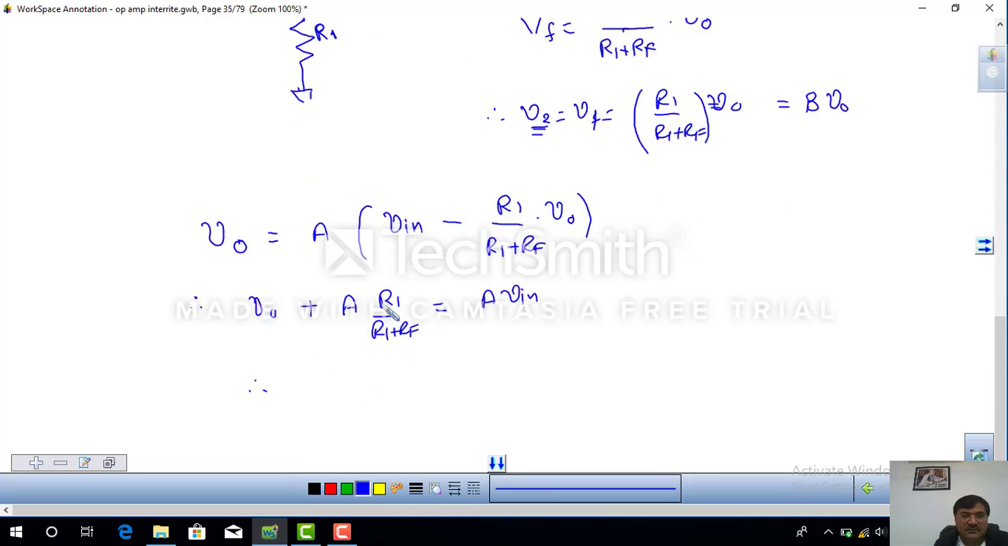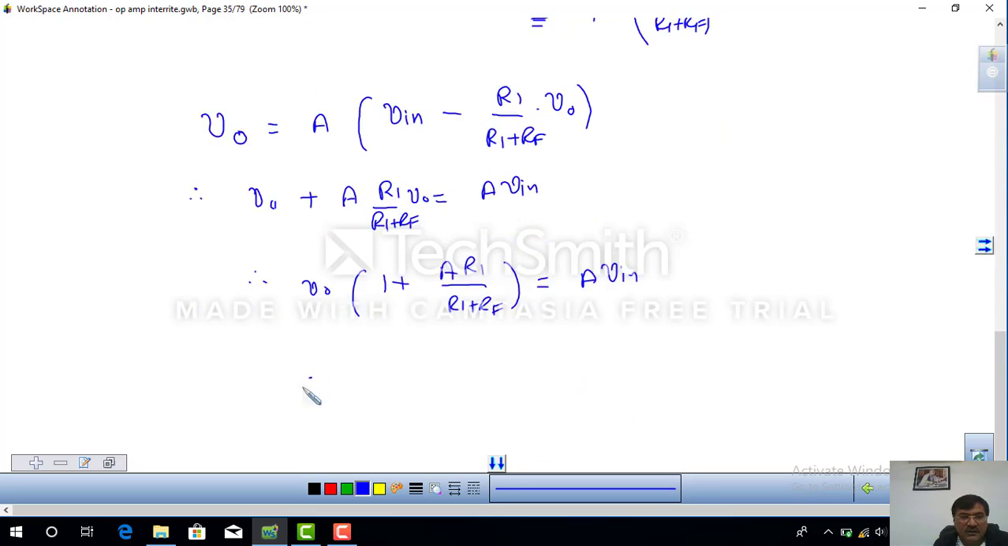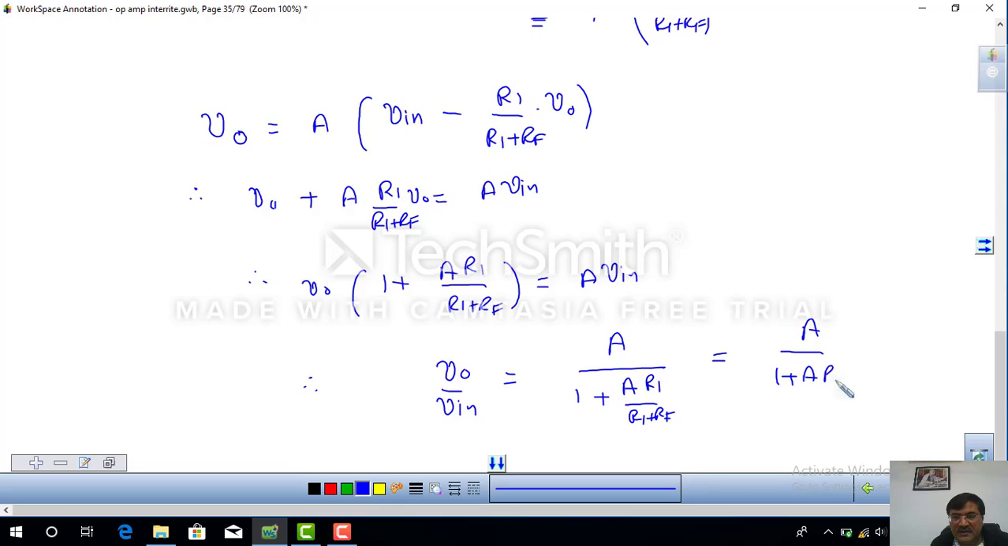Our aim is to find VO upon V in. I take VO common: VO times 1 plus A R1 upon R1 plus RF is equal to A into V in. And therefore, VO upon V in is equal to A upon 1 plus A R1 upon R1 plus RF. R1 upon R1 plus RF we say B. So we can write A upon 1 plus AB. That is one form of this feedback gain, the gain of the op-amp with feedback, in terms of A and B.